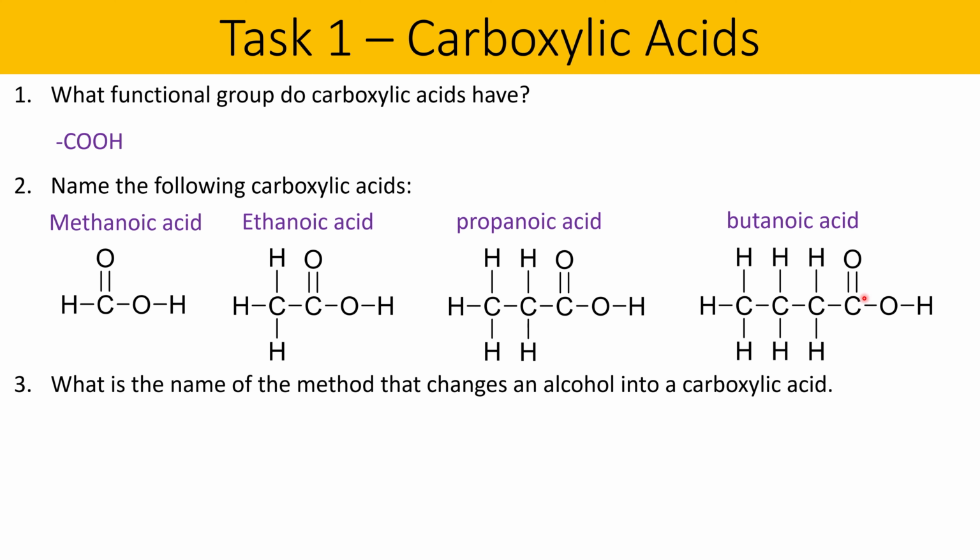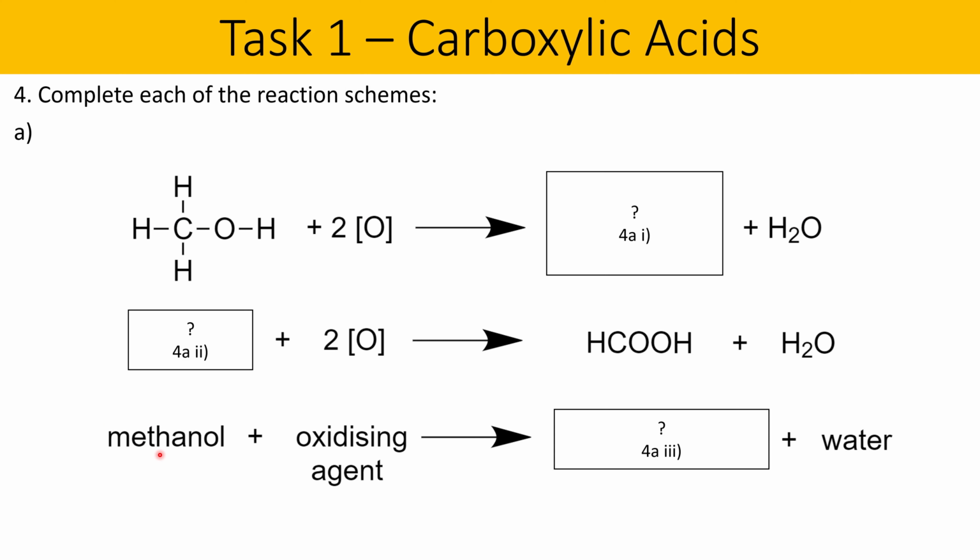Okay, the name of the method that changes an alcohol into a carboxylic acid is of course called oxidation, the gain of oxygen there, where we would use our oxidising agent represented with O in square brackets. Okay, so next up we were asked to complete each reaction scheme, and I thought it'd be important to highlight actually that all of these equations or word equations below are still referring to these particular diagrams. They're just different ways of representing the same thing.